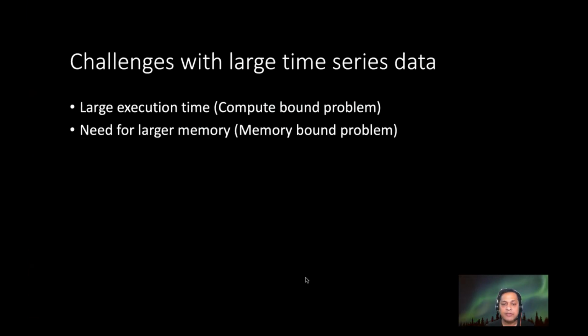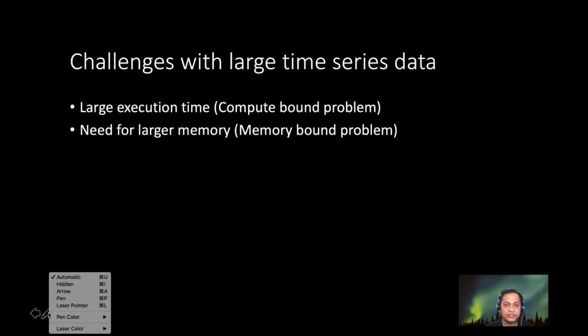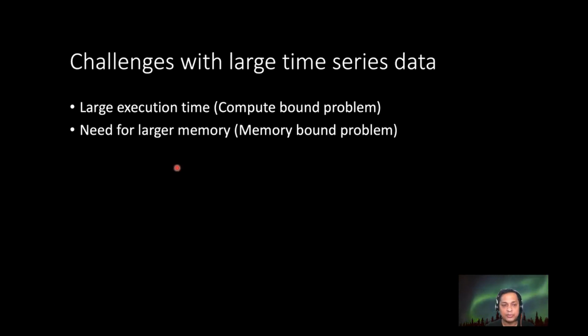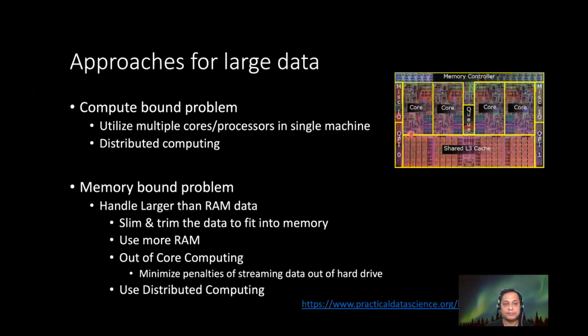Now, if the size of the time series increases, we start hitting two types of problems. One, large execution time, which is a compute bound problem, and we start feeling the need of large memory, which is a memory bound problem. To address the compute bound problem, we should utilize multiple cores or processors which are available in a CPU inside a single machine. If the resource available in a single machine is not sufficient, we should use distributed computing.